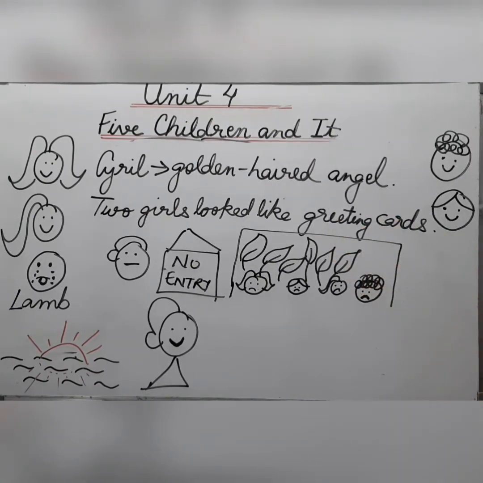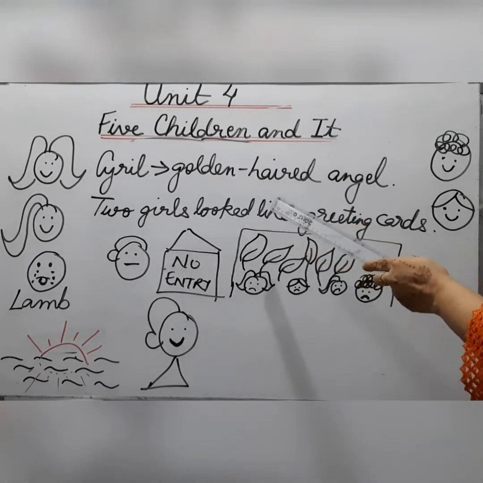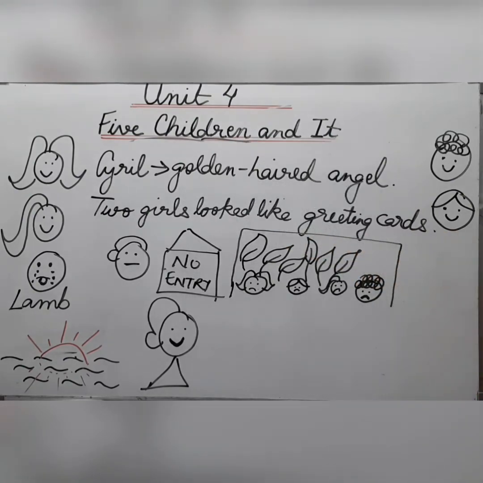Now when they looked at each other, the appearance was totally different. So different words have been used to describe these children. For example, Cyril was a golden haired angel. These two girls were like greeting cards. So they were looking more beautiful, but these children did not like the new appearance at all, and they were telling each other that you were looking better before. So this new appearance was totally different, and they did not like it at all.